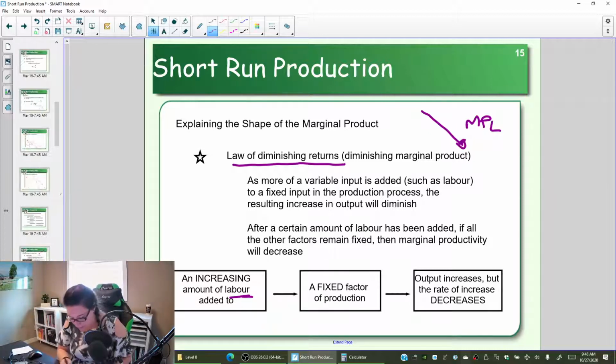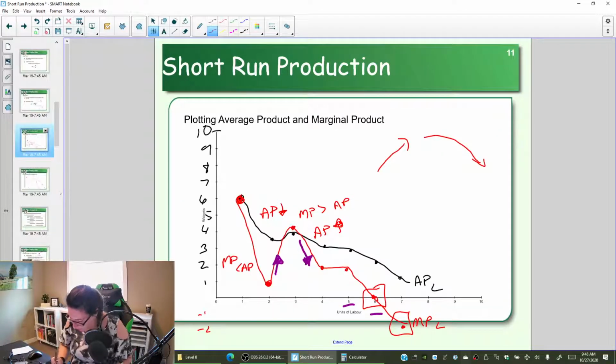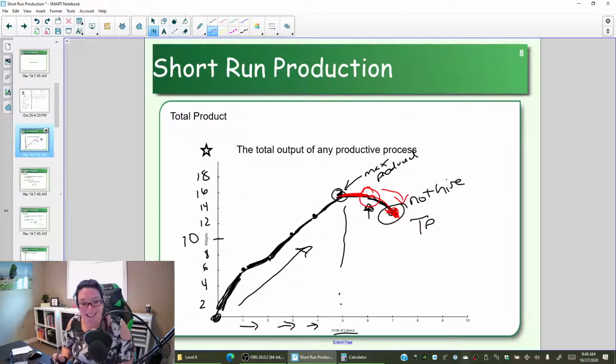Now, notice when marginal product is going down, so marginal product is decreasing from 1 to 2, and from 3, 4, 5, 6, 7. Notice, though, that when marginal product is decreasing, the total product here is still increasing. The difference is how quickly it's increasing.